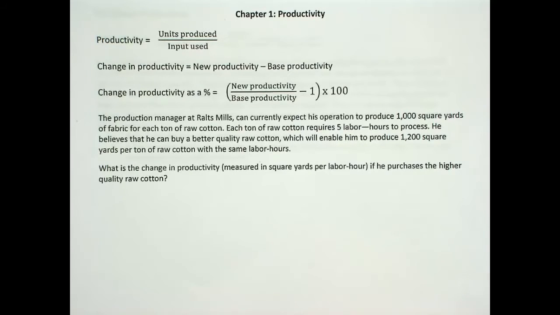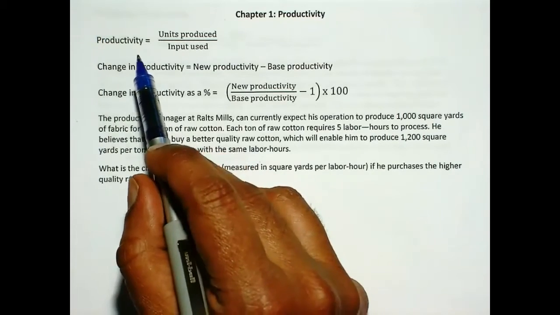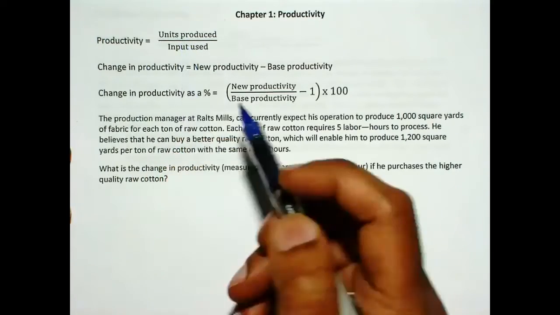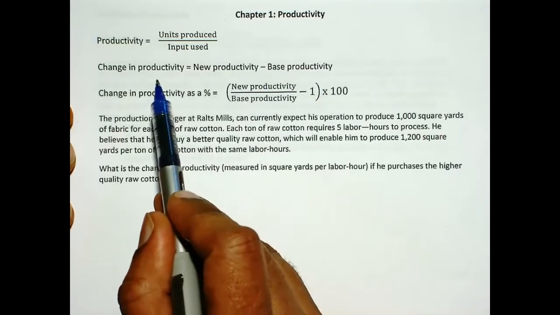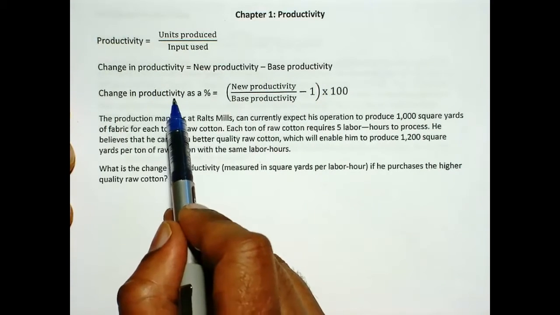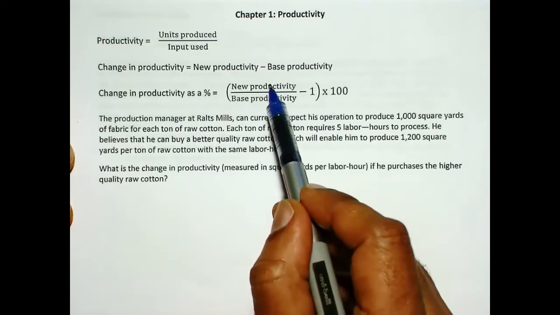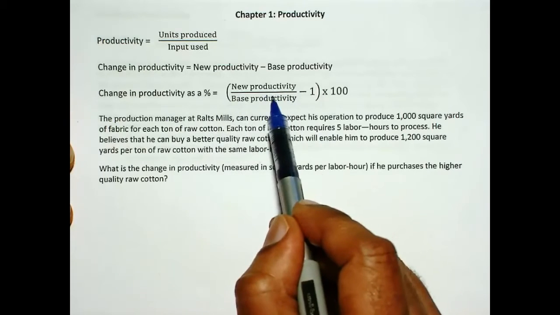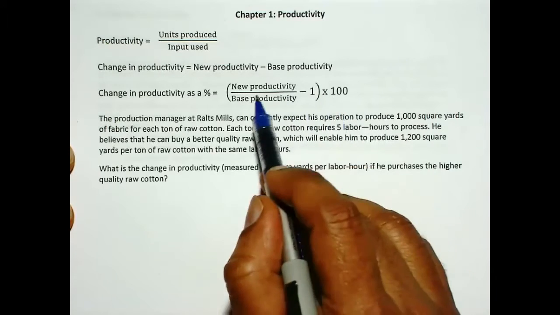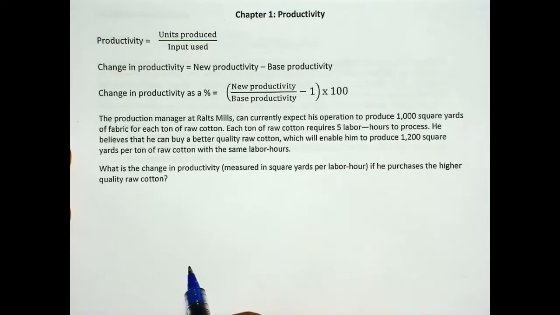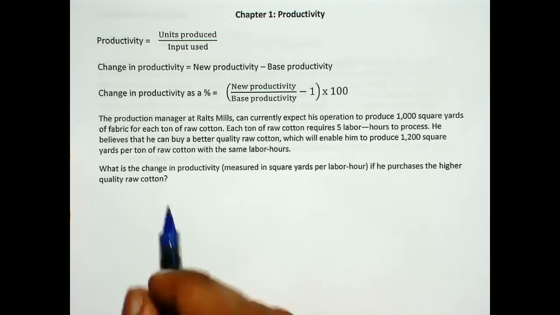Okay, so we know that productivity is output over input, and then the change in productivity is new productivity minus base productivity. And we can express the change in productivity as a percentage by using this formula: new productivity divided by the base productivity minus 1, and we express that as a percentage by multiplying by 100.